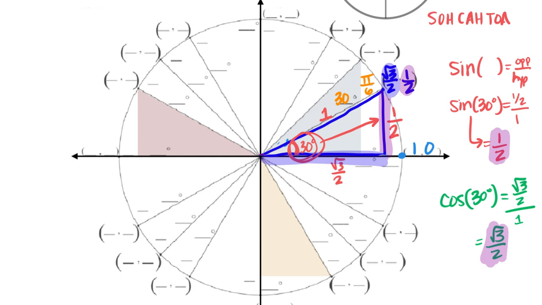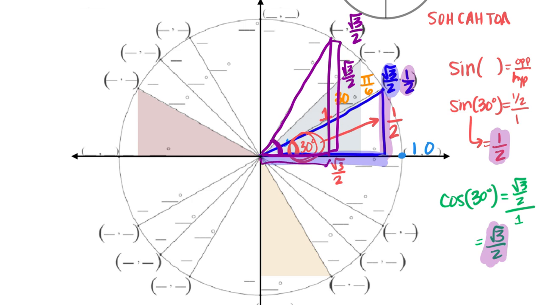So the sine of 30 degrees is the y value, 1/2. The cosine of 30 degrees is the x value, root 3 over 2. All right, what about for 60 degrees? So this is 60 degrees. The y value is root 3 over 2, and that's the opposite. That's the sine of 60 degrees. So on your chart, under 60 degrees, in the sine column, it's root 3 over 2.